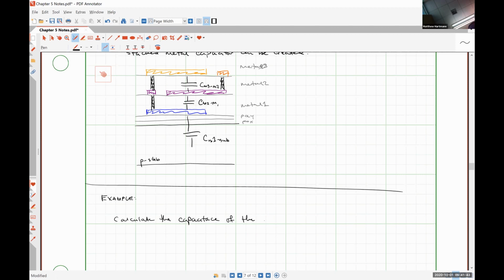Of the stacked capacitor, if the area of overlap between the metal layers is 100 microns, sorry, not lambda.